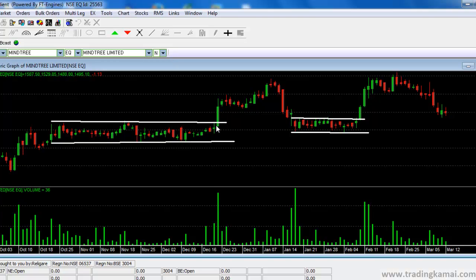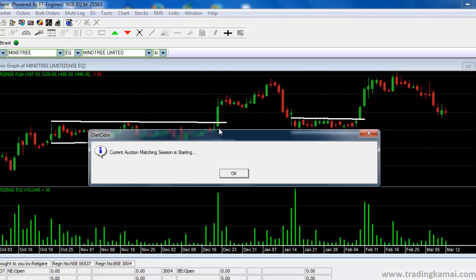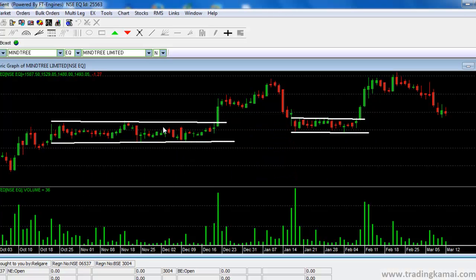Now, as the smart money keeps accumulating these stocks over a period of time, there comes a moment where there are no more sellers left out. Why? Because the smart money has accumulated almost all the stocks. And because there are no more sellers left out, the stock bumps. You can see over here, this is the range.